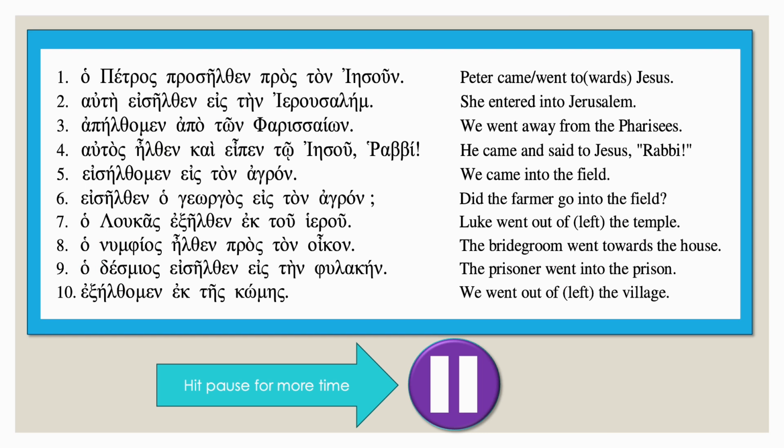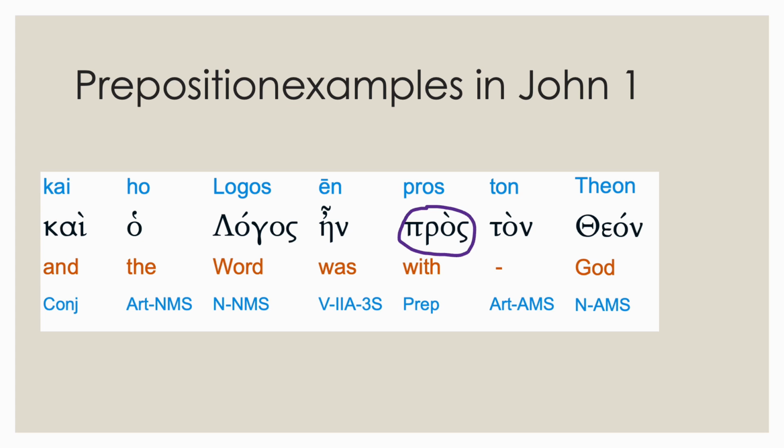Now, for you to have a bit of a practice, there's a number of examples on the screen for you here. If you'd like to have a go at these, then hit the pause button and have a look through and see if you can work out what they mean. Have a look and see if you can work out which word is the preposition in each case. Well, we've been looking at John chapter 1 for some examples in our recent videos, so I'll just give you a few quick examples from that.